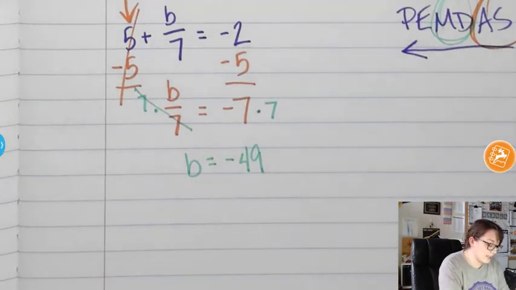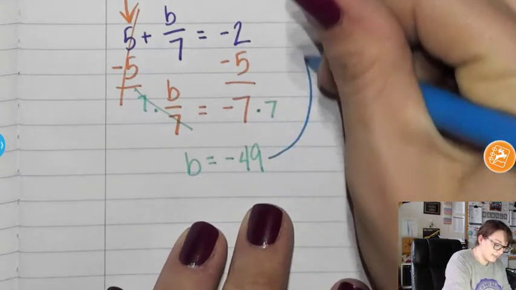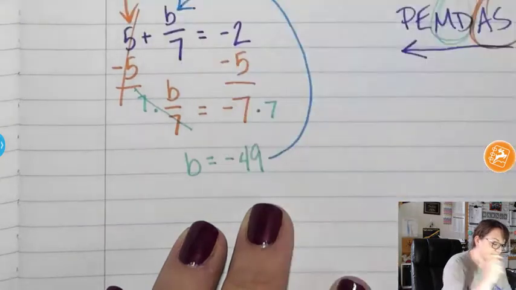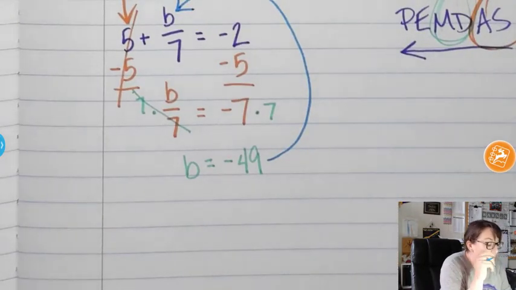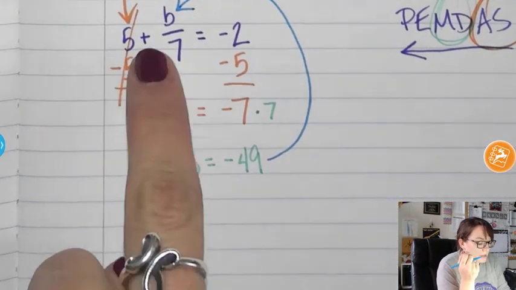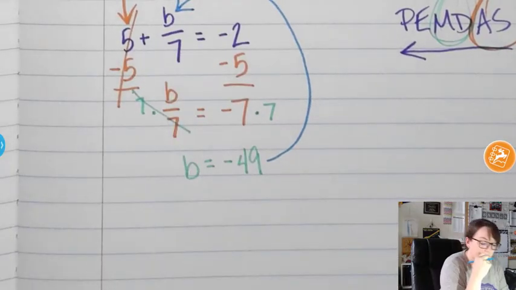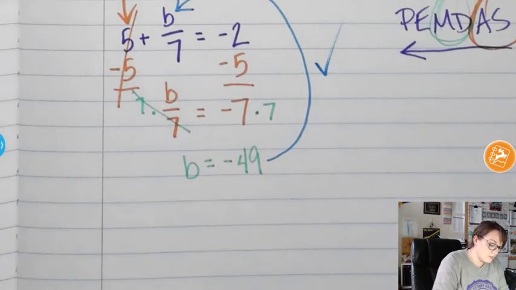And then again, I can check it. What is negative 49 divided by 7? Negative 7. What's 5 plus negative 7? Ta-da.